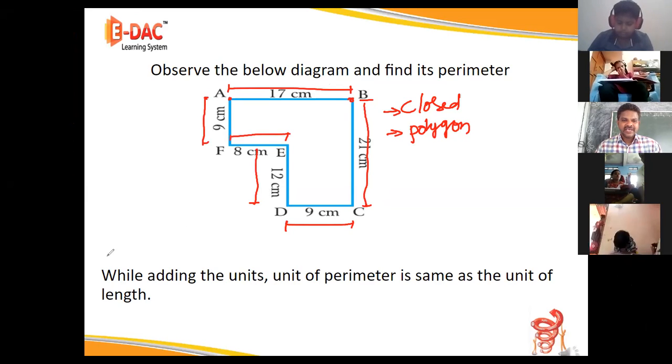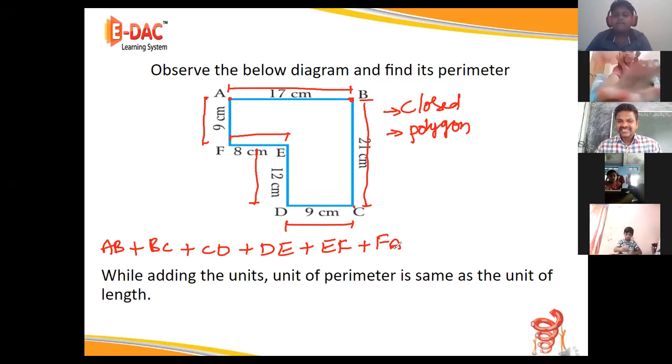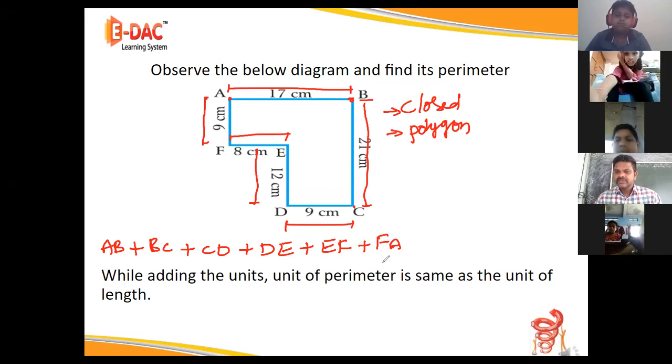I will tell you. First one, AB plus BC plus CD plus DE plus EF plus FA. So you just add the lengths of all these line segments, and you get the perimeter of the given closed figure. While adding, the unit of perimeter is the same as the unit of length.